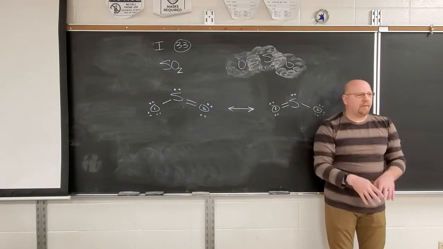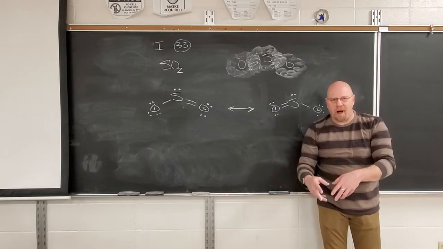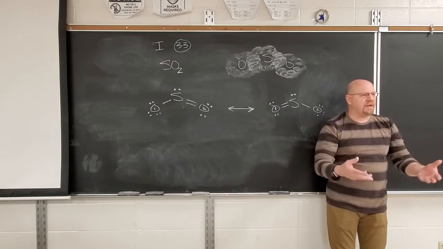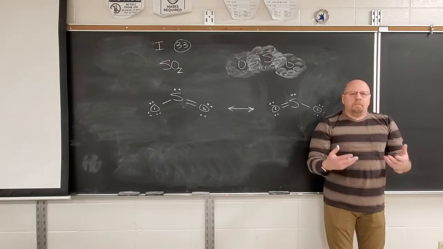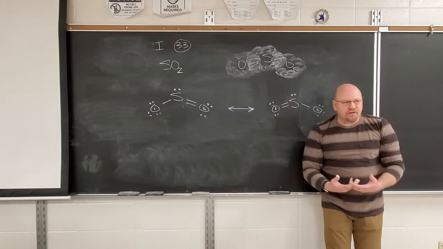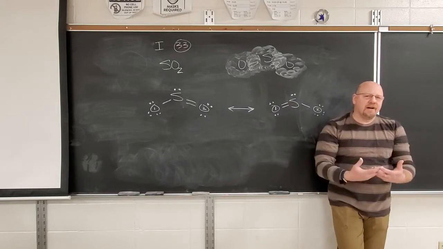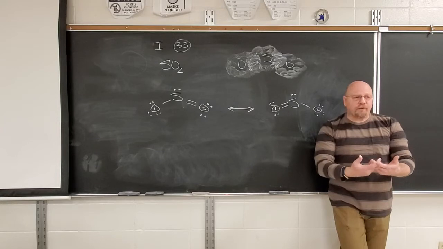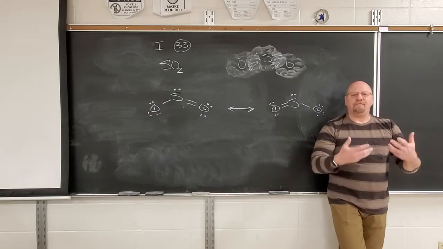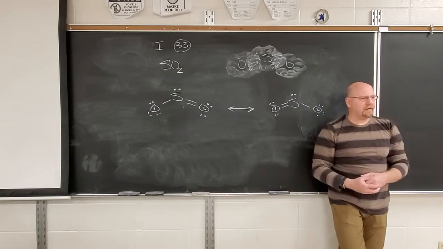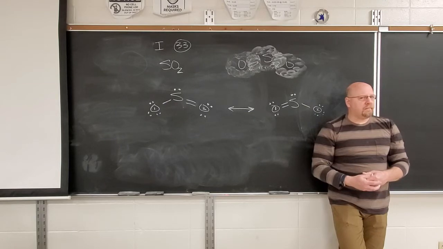We don't have a double bond. We don't have a single bond. We've got 6 electrons being shared. But that's the limitation of our Lewis structure. Our Lewis structure is a very, very simple, oversimple way of representing a very complex thing. So why do we use it?